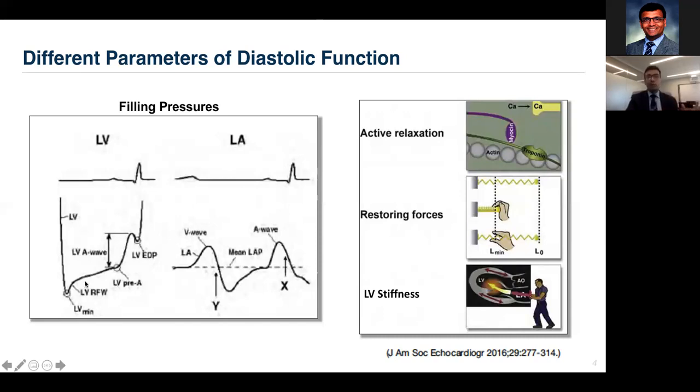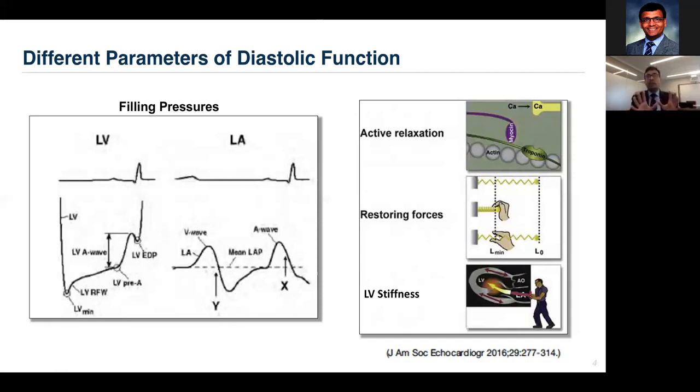So LV minimum pressure, the mid-diastasis pressure, pre-A pressure, and LV end-diastolic pressure are not the same. LV end-diastolic pressure is typically higher. It's possible that the pre-A pressure, the mean left atrial pressure, or the mean pulmonary capillary wedge pressure may be lower or maybe normal, while because the LV is stiff, you have a higher left ventricular end-diastolic pressure, reflecting a stiffer myocardium. So it's not necessary that all the pressures are equally high.